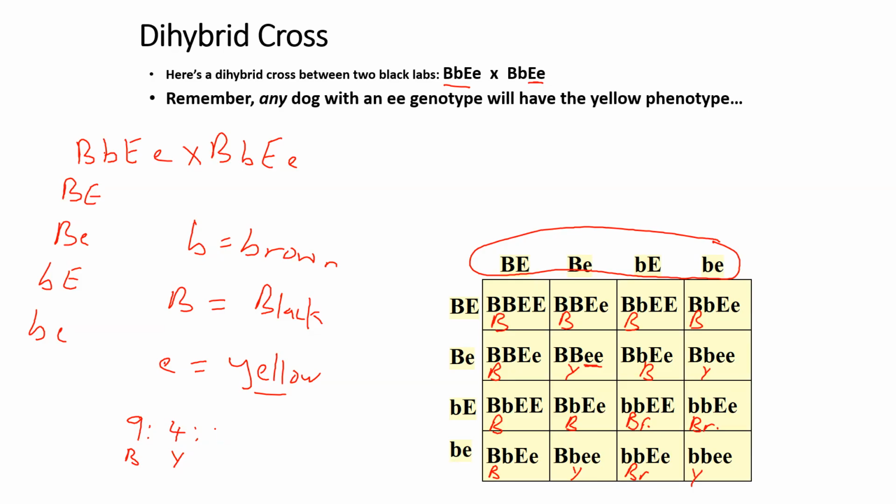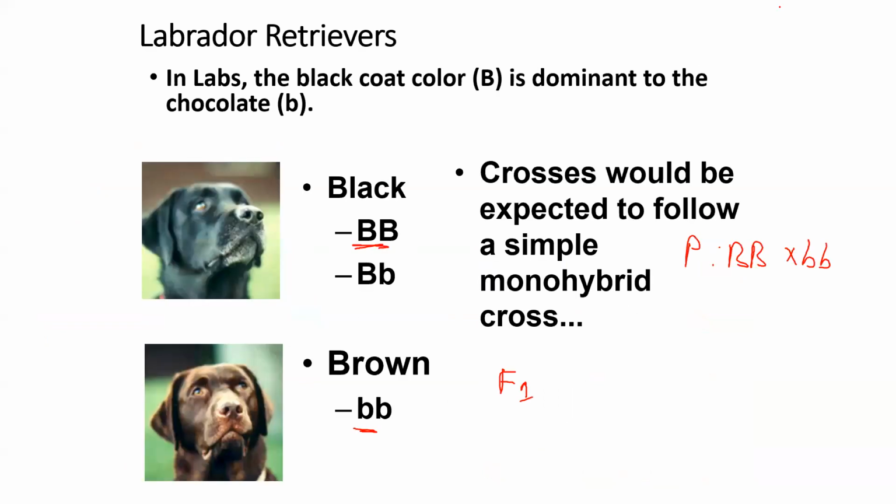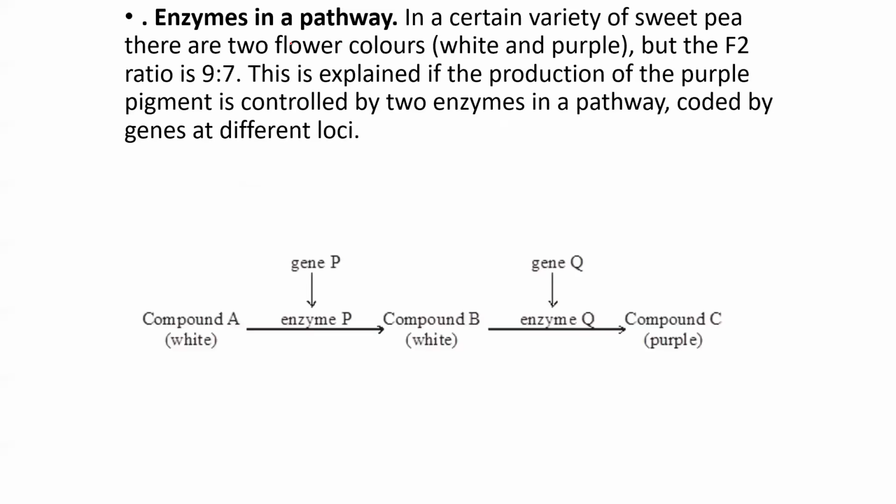And 3 brown. Right? So a 9-4-3 ratio or 9-3-4. Either way it is, right? So based on what I just said, can you please tell me what sort of epistasis this is? Is it dependent gene epistasis? Is it enzyme pathway? Or is it duplicate gene?